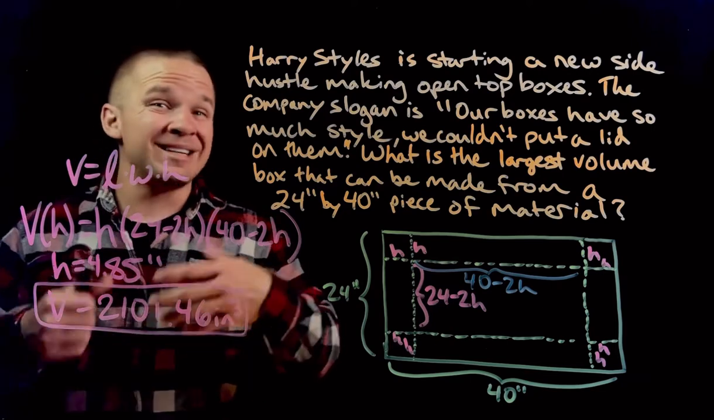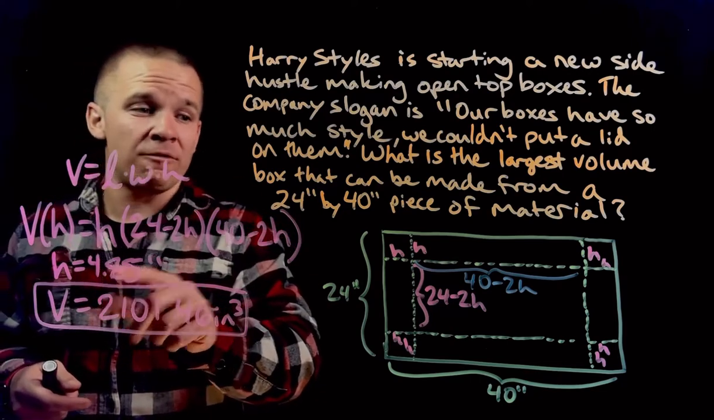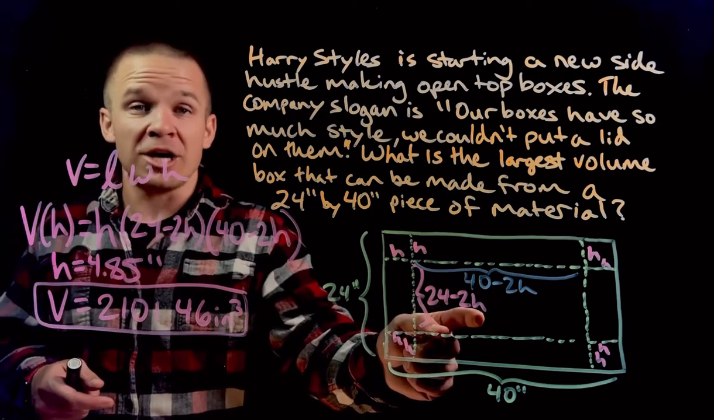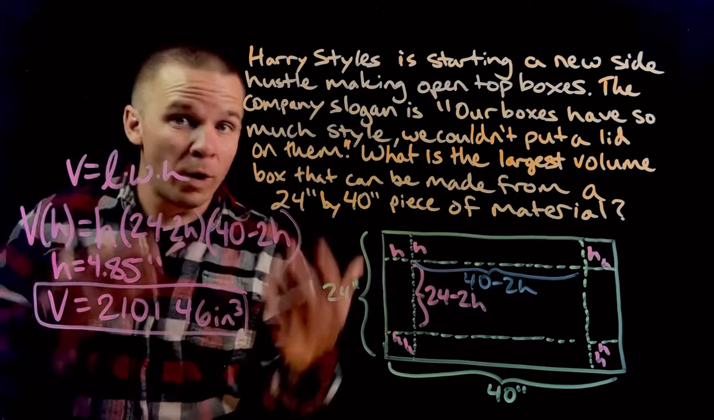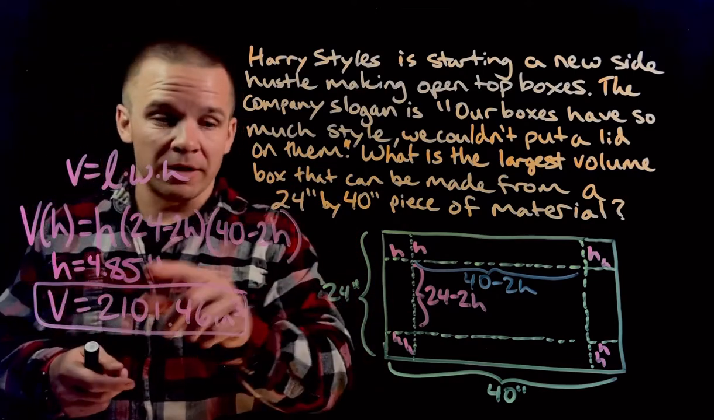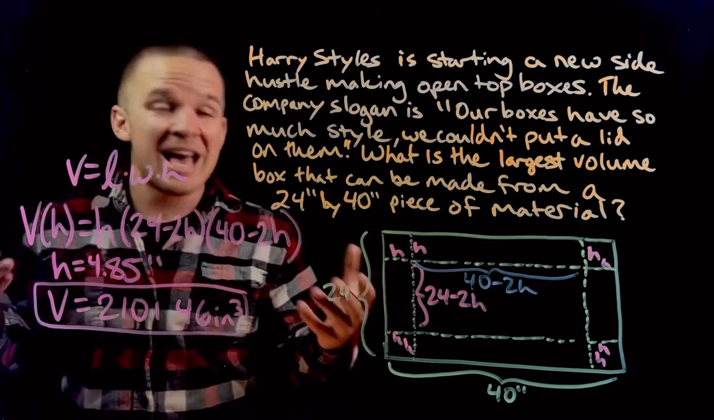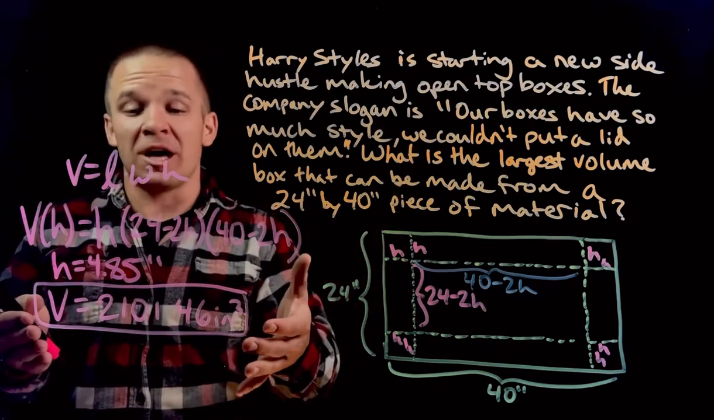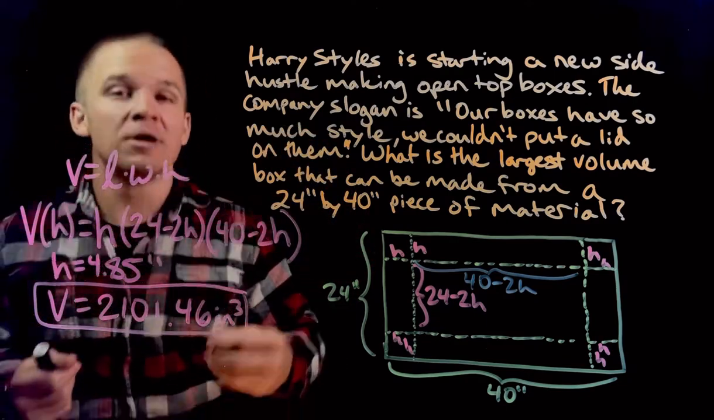Now, if I wanted my dimensions, right, if I wanted my dimensions, I could take this 4.85 and plug it in for h here, do 24 minus 2 times that. That would give me my width or my length, and then I would plug that in for the other one as well, and that would give me my other dimension. I'd have all 3 dimensions. That'd be dope, but this one just asks for the volume of the box. It's 2,101.46 inches cubed, and that's awesome.